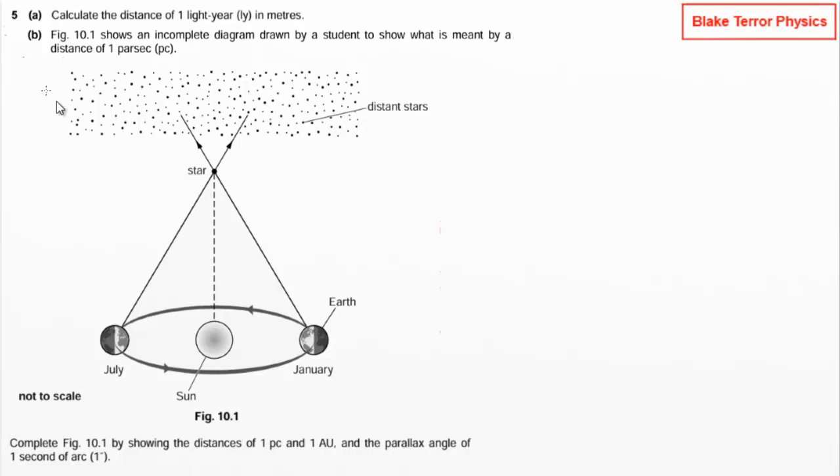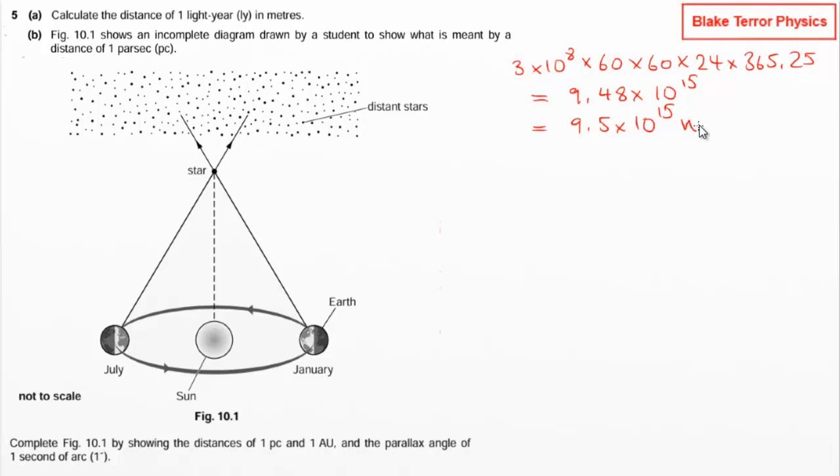Question 5 they've got here, although the second one in this set. Calculate the distance of 1 light year in meters. So this is 3 times 10 to the 8 meters per second. And this is a light year, so we need to multiply by seconds in a year. So multiply by 60, seconds in a minute, minutes in an hour, hours in a day, days in a year. So we multiply all of those things together and we end up with 9.48 times 10 to the 15. So 9.5 times 10 to the 15 meters to two significant figures. Right, so that was fine.